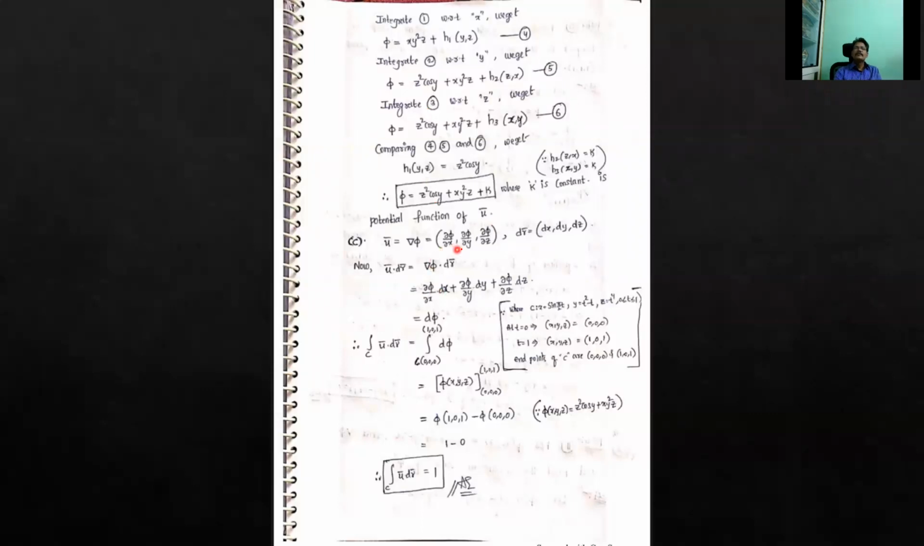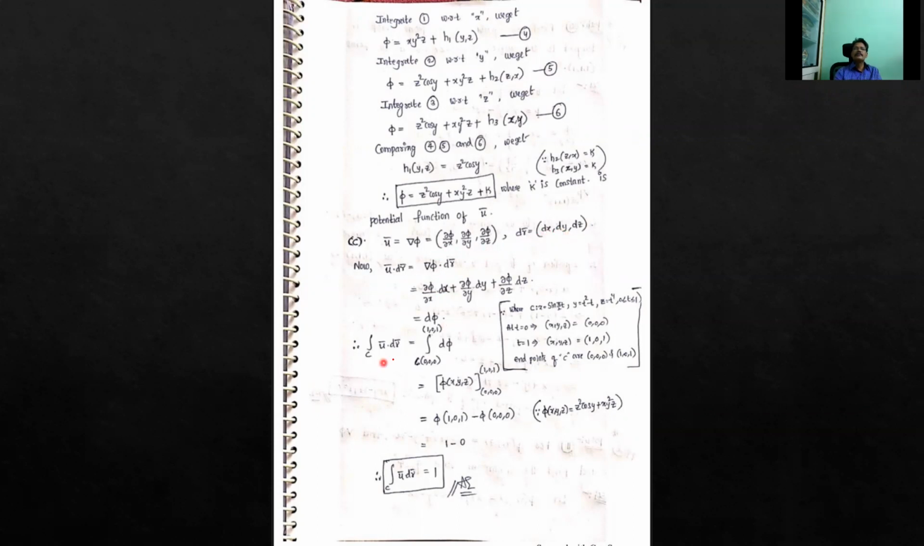U bar equal to del phi, that is, dou phi by dou x, dou phi by dou y, dou phi by dou z. dr bar equal to dx, dy, dz. U dot dr bar equal to del phi dot dr bar. So that is dou phi by dou x dx plus dou phi by dou y dy plus dou phi by dou z dz. This is the d of phi.